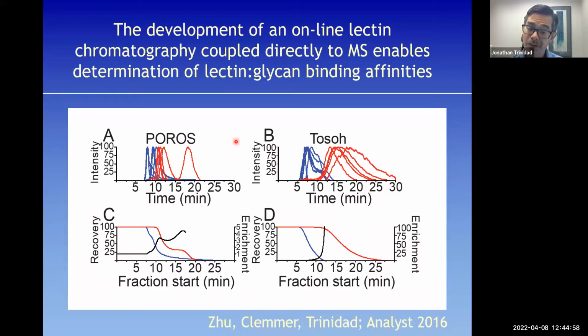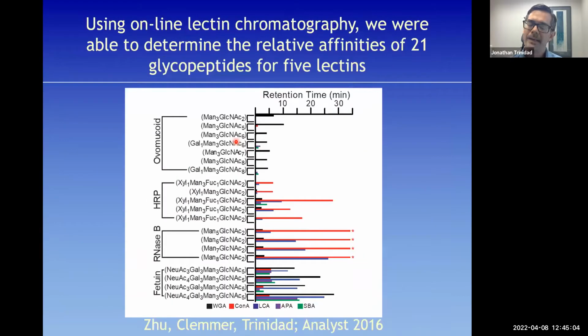But what you can also do with this, and not just use it as a tool to optimize your enrichment, is by relating this to the retention time of known standards, you can actually directly calculate relative affinities of individual sugar structures with individual lectins.